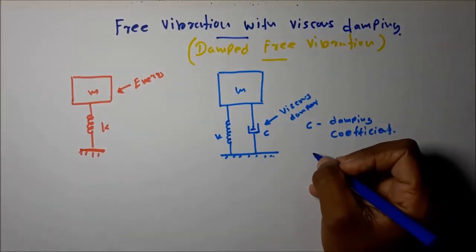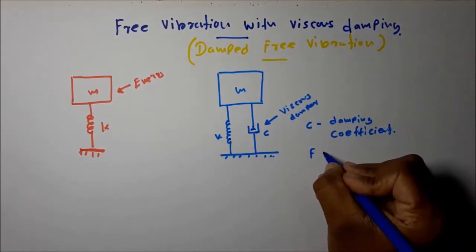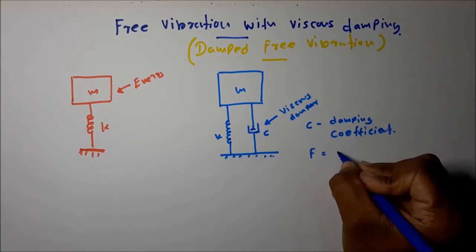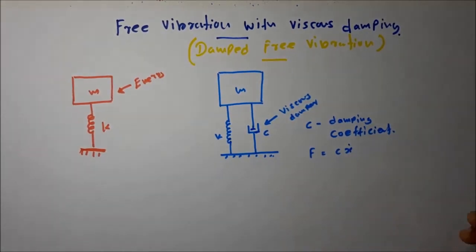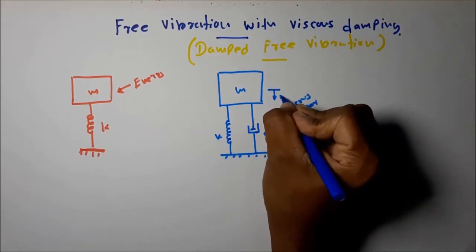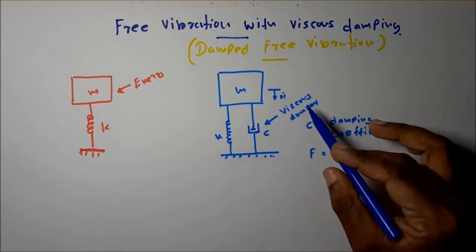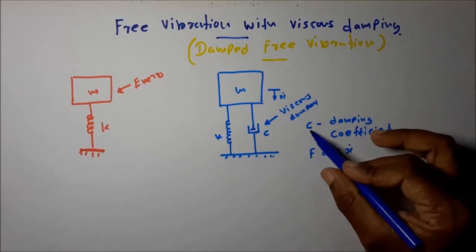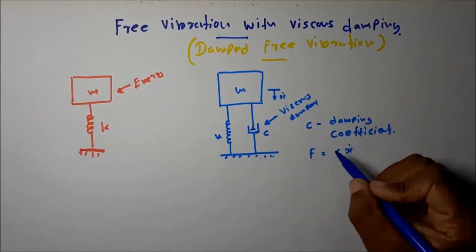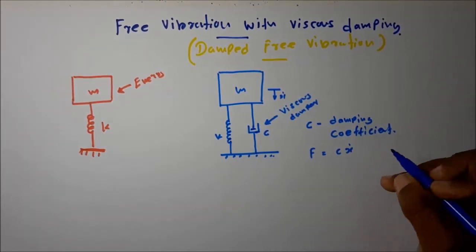Force against the viscous friction force. Viscous friction force we can represent as F equals C x dot. If this is moving with the x dot velocity, the viscous friction force produced by the viscous damper, with the damping coefficient C, we can represent by F equals C x dot.